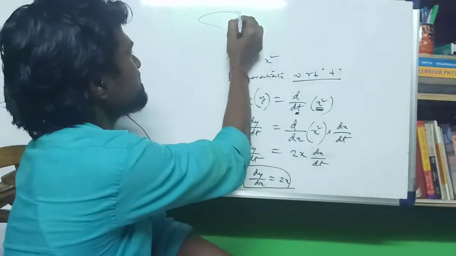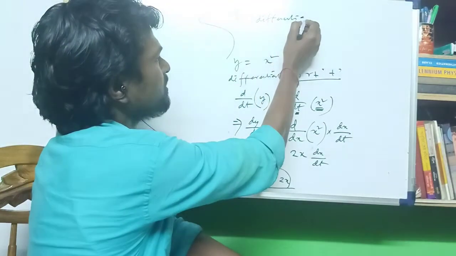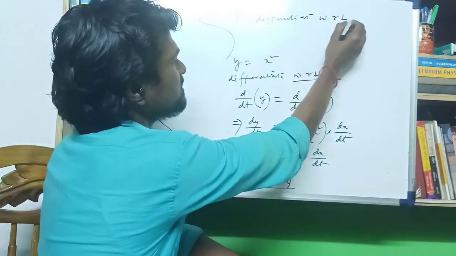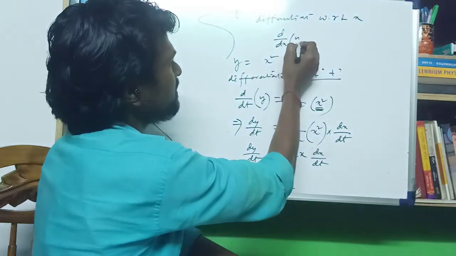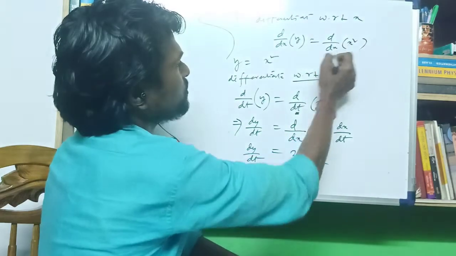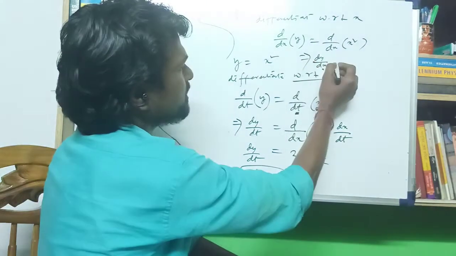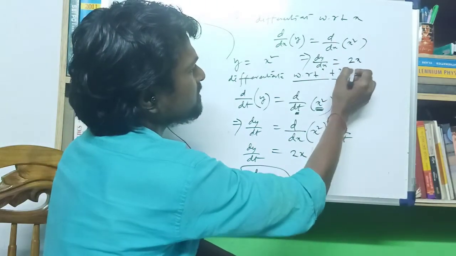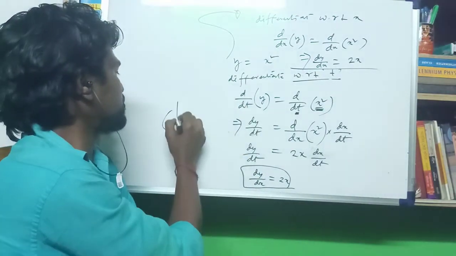And if the question is given to differentiate with respect to x, then d/dx of y is equal to d/dx of x square. So dy by dx equal to 2x. So this is called the chain rule.